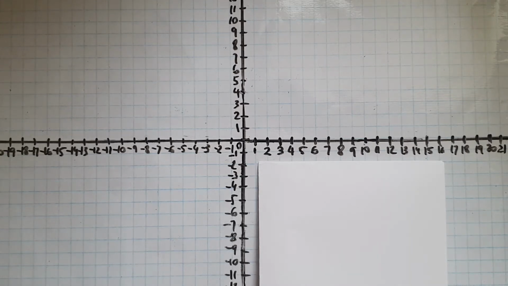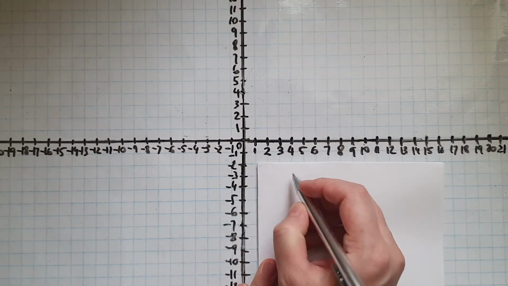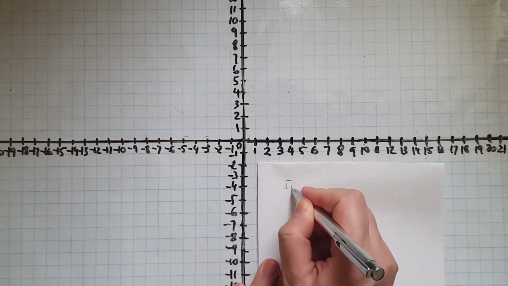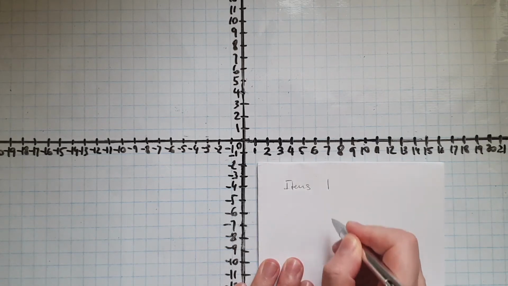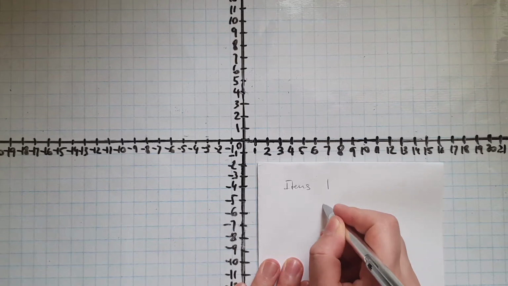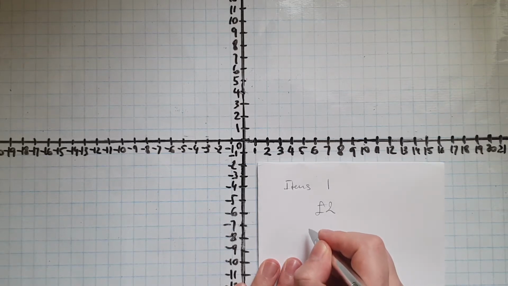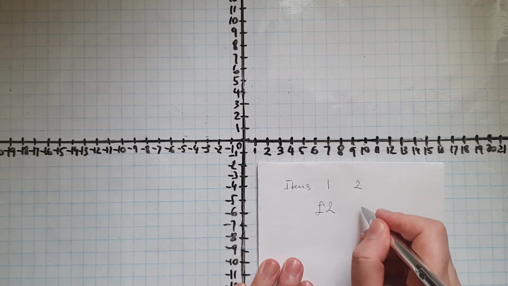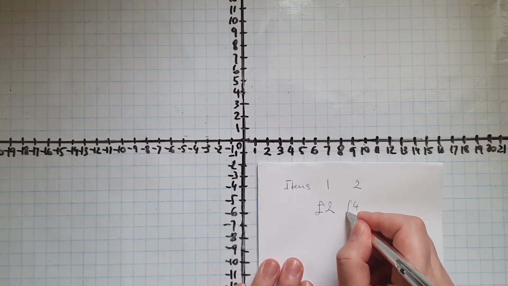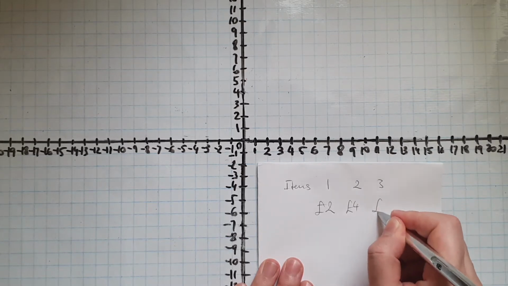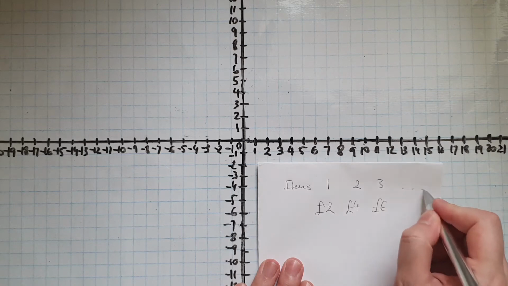Now all these items cost £2 each. So suppose I'm going to a £2 shop. Not a pound shop, a £2 shop. And so if you buy one item, then you're going to pay £2. If you buy 2 items, you're going to pay £4. 3 items, £6, and so on.